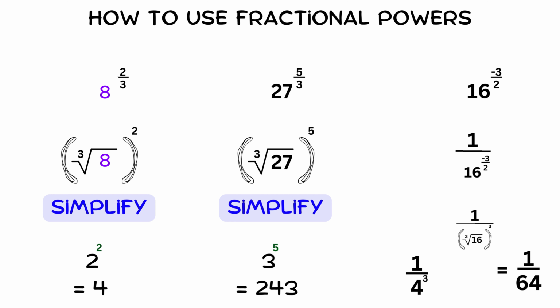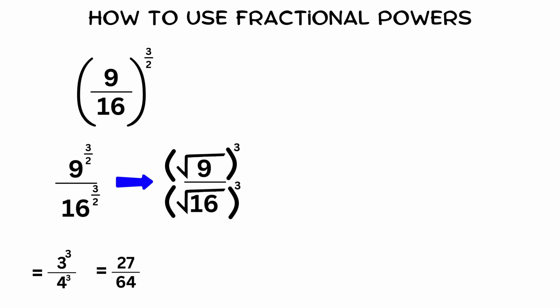So basically, this means exactly the same thing, but it now has a positive power, which makes it easier to work with, meaning that we can use the same technique as we were using before. So we do 1 over the square root of 16 cubed, which simplifies to 1 over 4 cubed, or just 1 over 64.